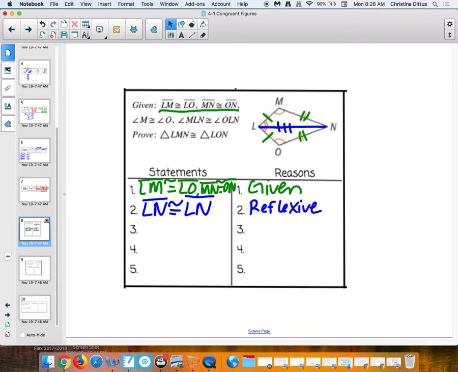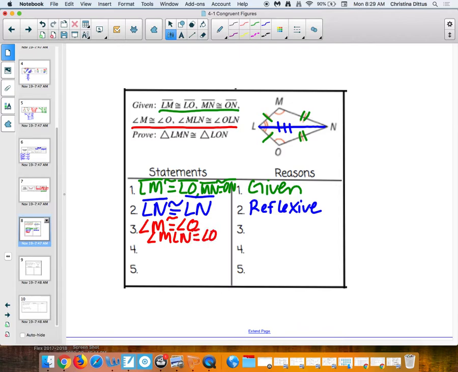Okay? So now I have all of my sides the same, right? I got 3 sides that are marked? Yep. Now let's do our angles. Notice I've only done half of my given. So guess what? We're going to write our angle given down. Number 3. Angle M is congruent to angle O. And angle MLN is congruent to angle OLN. And those are the ones that are marked in our pretty little picture.